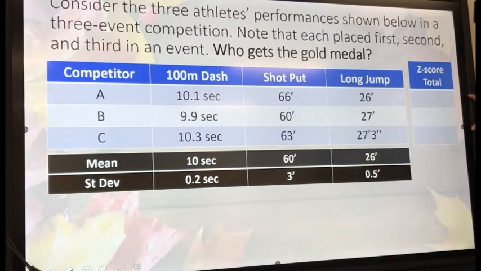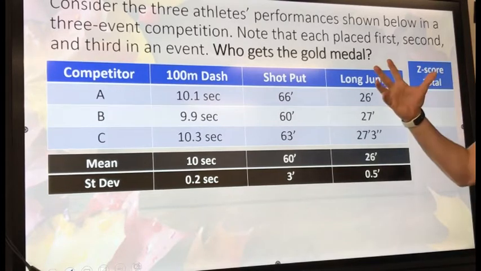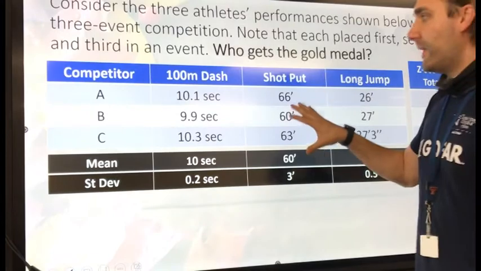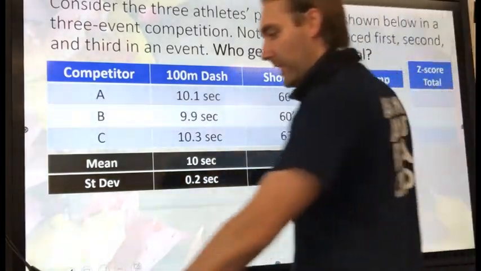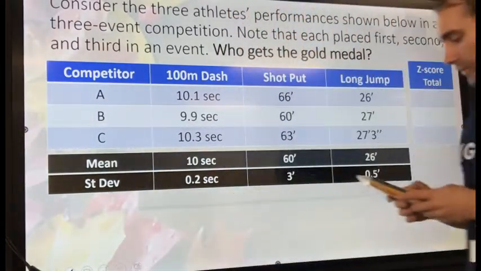And then what am I looking for to decide who's the champion? Once I have their Z-score, how do I decide who's the champion? The highest, right? Whoever has the highest Z-score. That means they had the best out of all of the best from the mean out of all of these events combined.